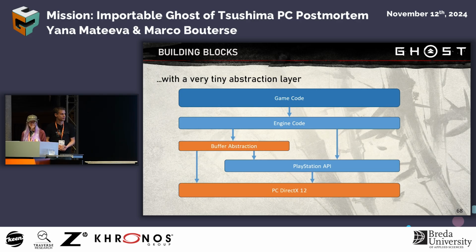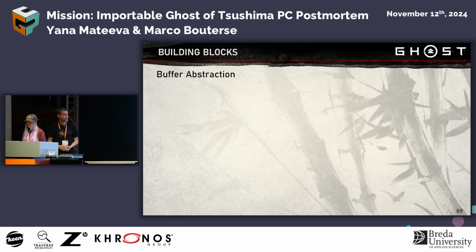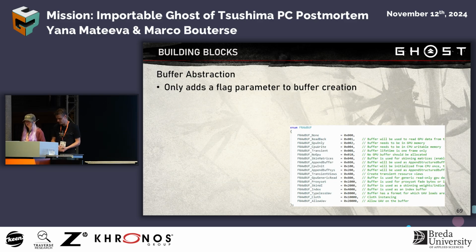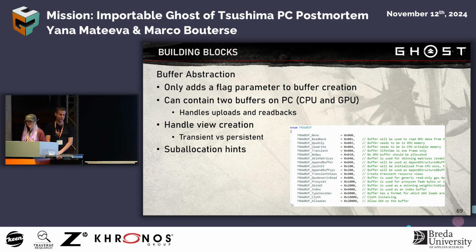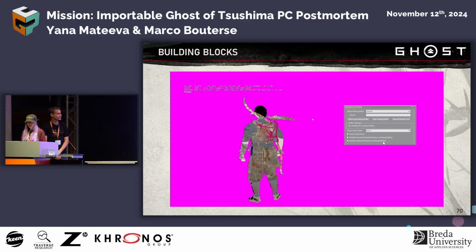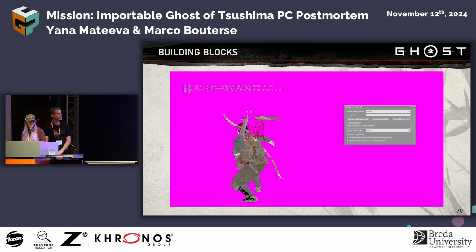So we plug in a teeny tiny little abstraction layer specifically for buffers. What this does is it basically only adds a single flag parameter to our buffer creation. The rest of the API fully mimics the PlayStation still. But now this buffer abstraction can contain two buffers on PC, one for the CPU and one for the GPU. It can handle the view creation, and we can specify whether we want transient or persistent descriptors. We can pass in sub-allocation hints so we can manage our memory a little bit better. And we also don't need to go through a hash map anymore. And now we can finally see Jin running around.